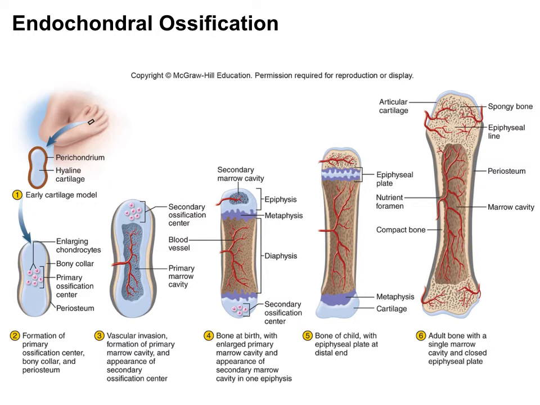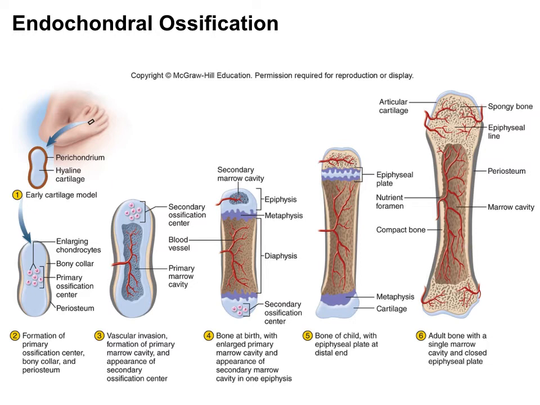However, it's this little teeny tiny nugget of cartilage. And what we need to do is grow that nugget so that we have a cartilage model that looks like the bone that we are going to form. So basically, you want to have a little teeny cartilage femur, a little teeny cartilage rib, a little teeny cartilage humerus. You want this cartilage model to resemble the bones. So in order to grow your nugget, we're going to use two different types of growth.